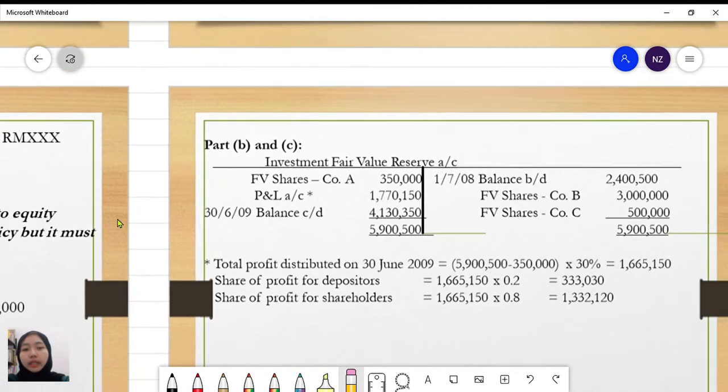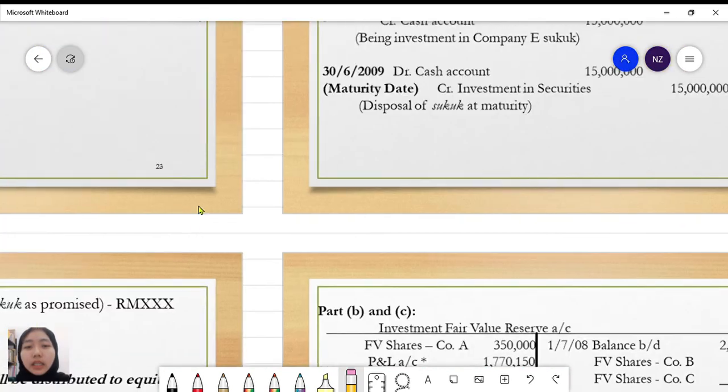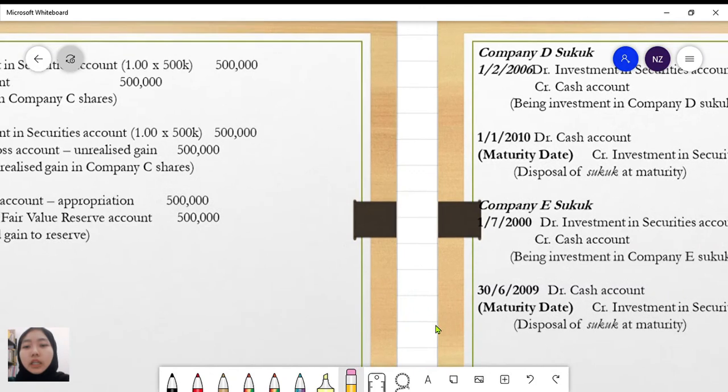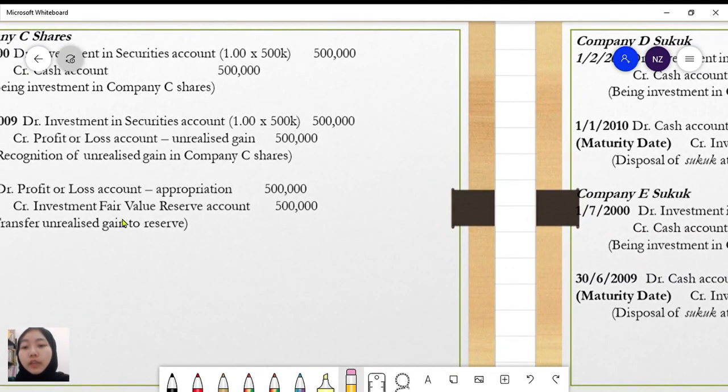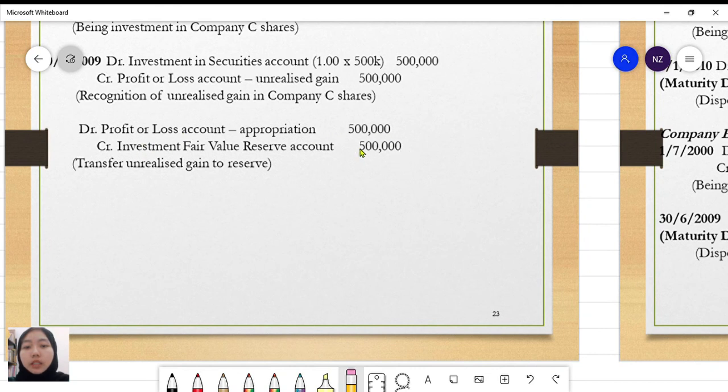Ini part B and C, which part B tadi dia suruh prepare investment fair value reserve account. This is like how you prepare the fair value reserve account. Kan kita dah buat journal tadi, right? Dalam journal tadi kita ada record transfer of gain to fair value reserve, betul tak? So ambil lah figure-figure yang dalam journal ni.